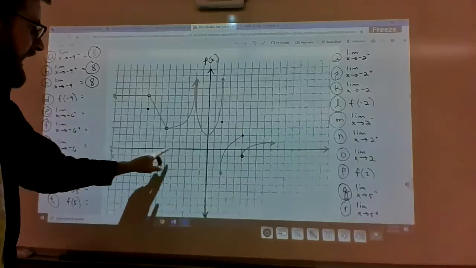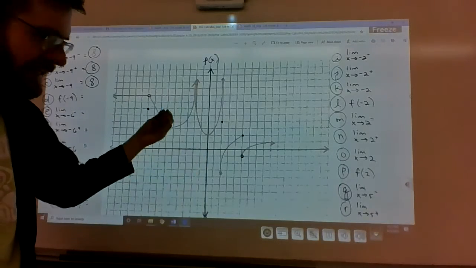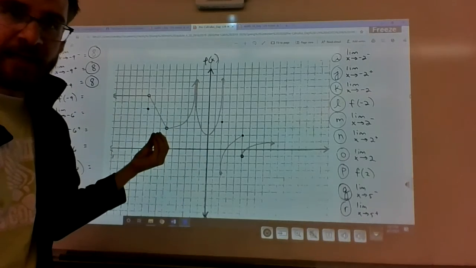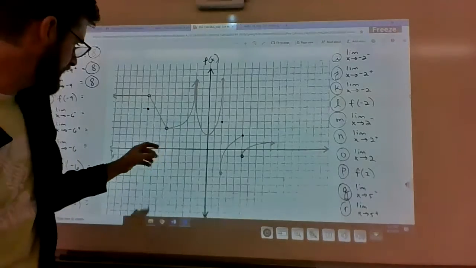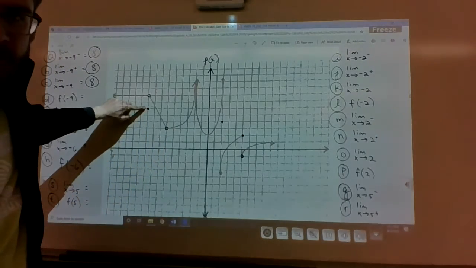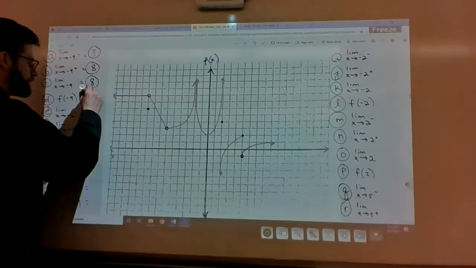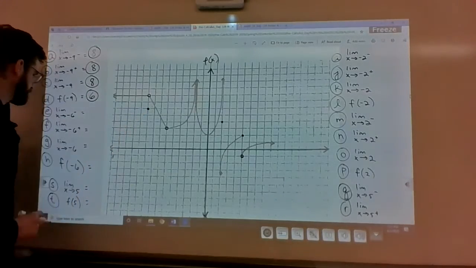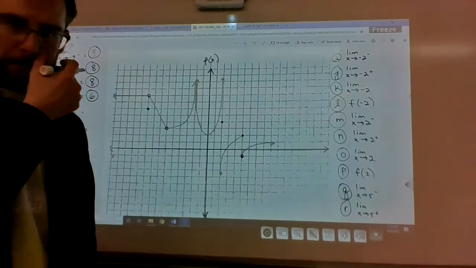Part D, f of -9 means when I literally plug in x equals -9 into the function f of x, I get the y value 1, 2, 3, 4, 5, 6. Okay?